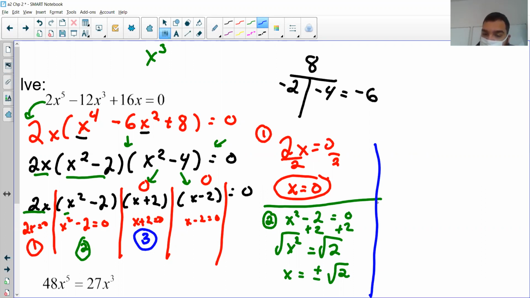But you can't square root negative 2. You're right. So it's positive 2, no? No. Which one? Number 3? No.